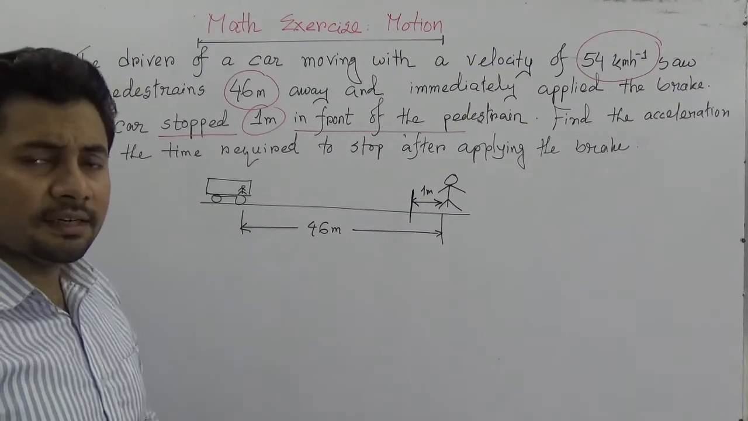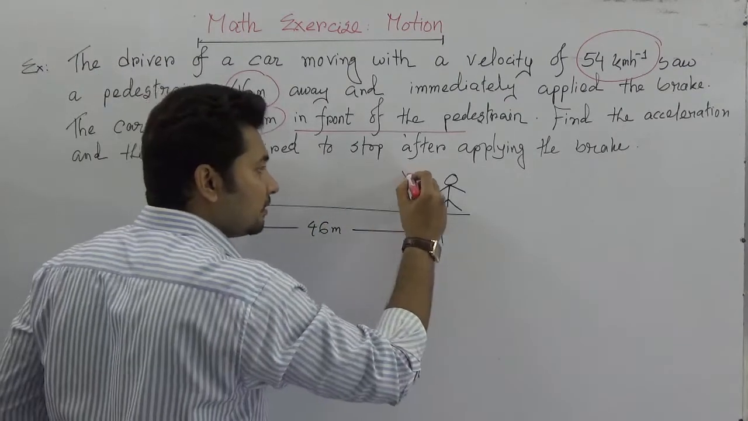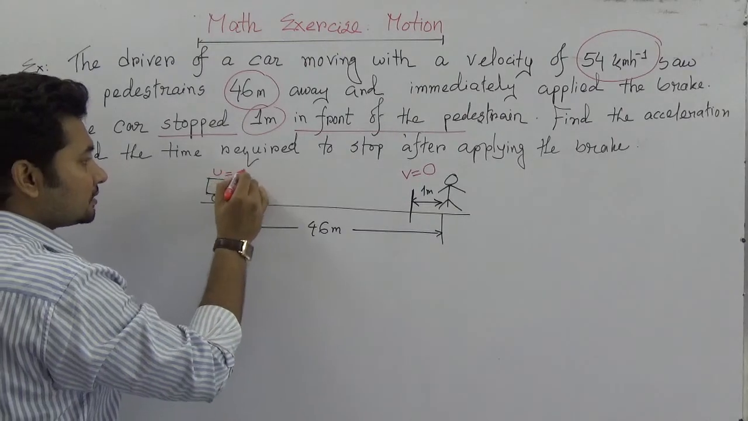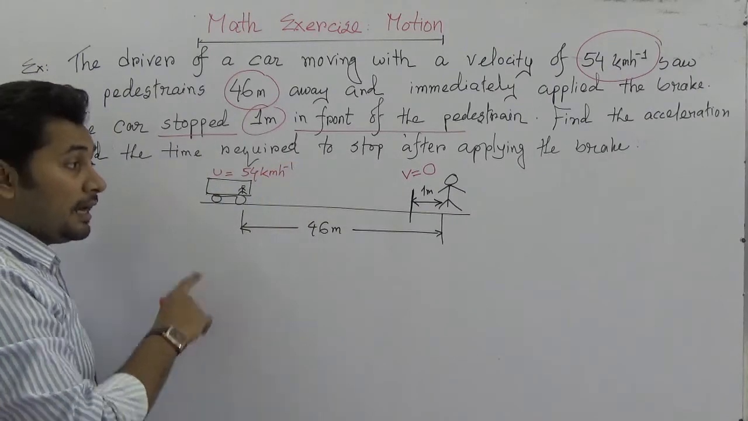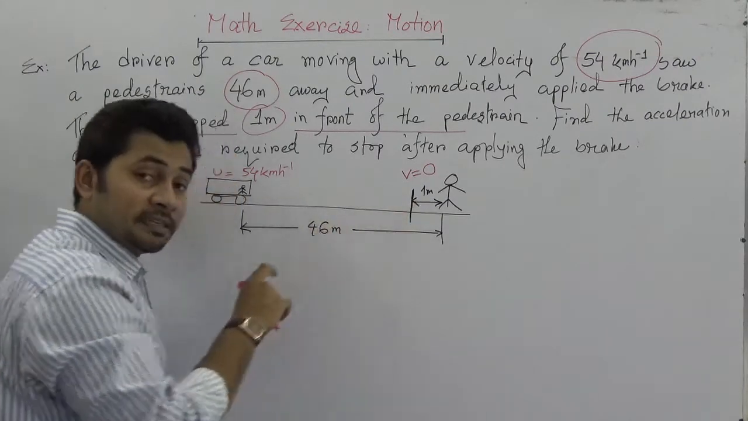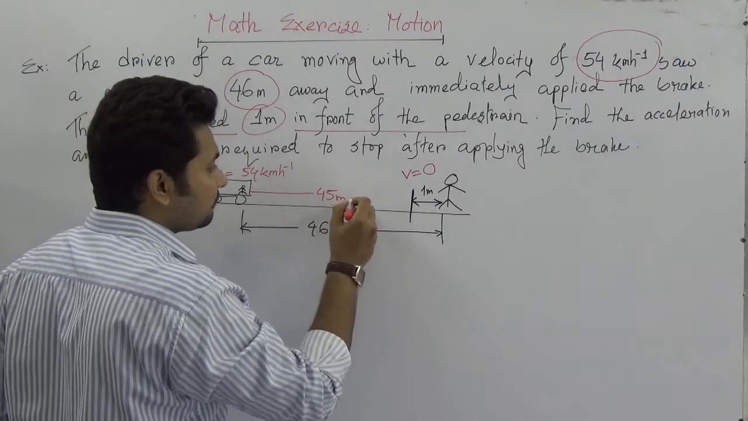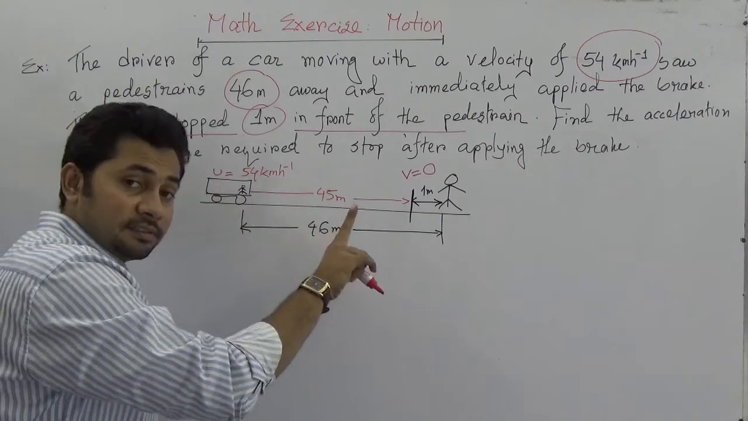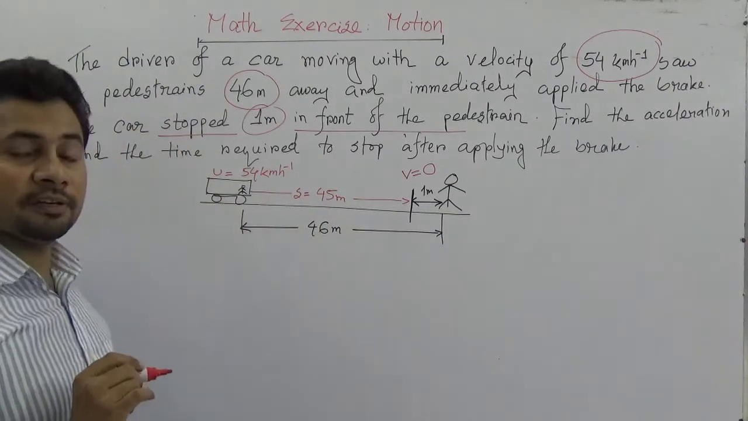So when in this type of question something is written like stopped, we can say the final velocity v is 0 here. And here u is 54 km/h. As he saw 46 meters away and then stopped 1 meter ahead, the actual distance is 45 meters. This is very important. So the car travels 45 meters, so the magnitude of s would be 45 meters.